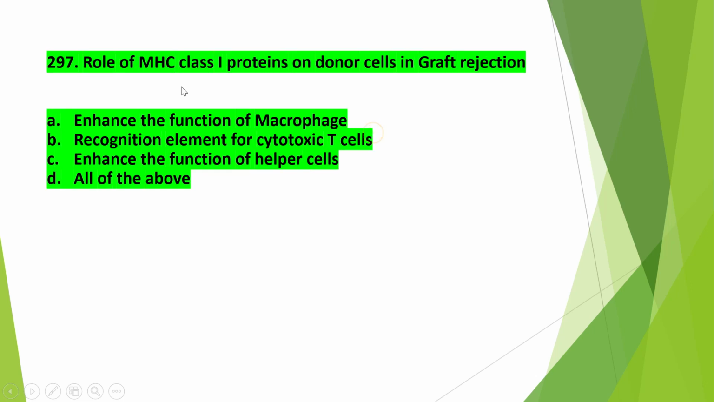Okay, so next one is, role of MHC class 1 proteins on donor cells in graft rejection: enhance the function of macrophage, recognition element for cytotoxic T cells, enhance the function of helper cells, or all of the above. So the right answer regarding the role of MHC class 1 protein on donor cell is option B, that is, it acts as a recognition element for cytotoxic T cells. Okay, so this is the role of MHC class 1 protein.